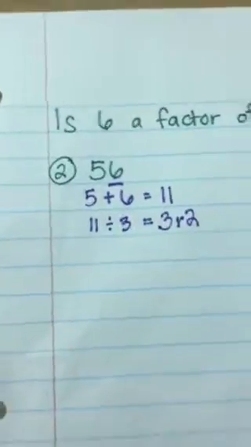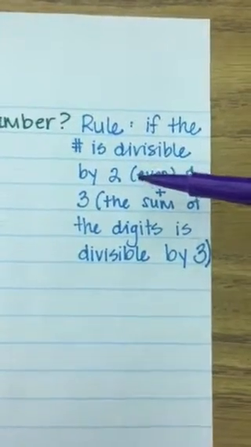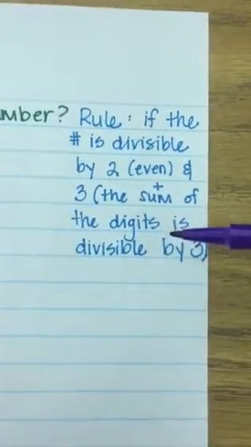So this number is not divisible by 6, because it has to match both of these rules if it's divisible by 6. It has to have the last digit being an even number, and it has to be divisible by 3. So let's look at number 4 now.